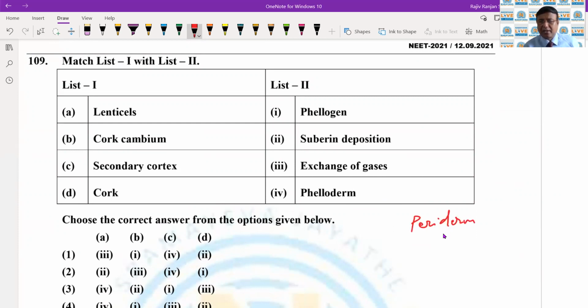is a protective layer that is formed by the cork cambium, and it has got three components. This is to protect the plant once the secondary growth takes place, and the permanent tissues like epidermis and cortex just break down, and the inner parts of the plant face the risk of getting exposed to germs and losing water. So periderm is formed by the plant beforehand. So here, one is the cork cambium.